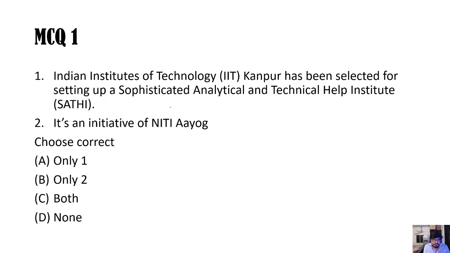First question: Indian Institutes of Technology, IIT Kanpur has been selected for setting up a sophisticated analytical and technical help institution. You see, this is correct, but it is not IIT Kanpur. It is actually IIT Kharagpur, and Delhi Institute has also been chosen here. The main funding is coming from the Department of Science and Technology, and they are going to establish this important state-of-the-art institution in IIT Kharagpur.